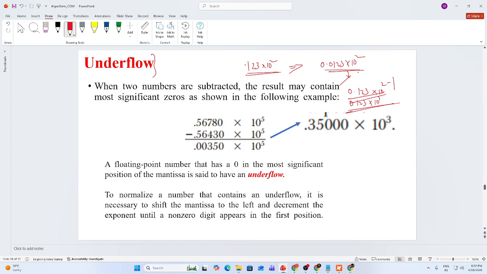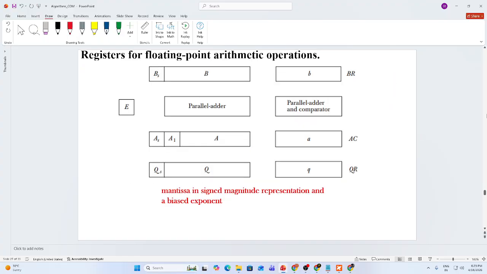Why is this required? Whenever we perform subtraction we may get an underflow. This is not normalized, but we should get a normalized result, so for that we need to convert this. To convert it, I need to shift left 2 times, that is why I do minus 2 on the exponent. Finally I get 0.35 into 10 power 3. This is called underflow.